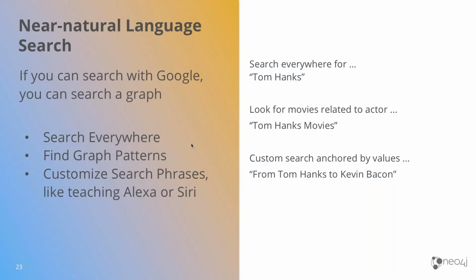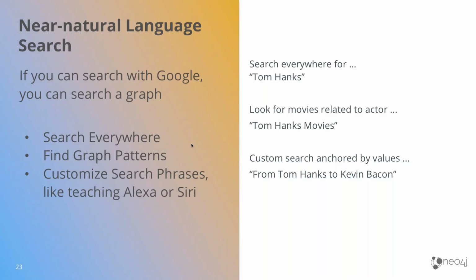And then the other unique thing that is worth mentioning here is the near natural language search capability, which if you're searching in Google, who isn't these days, you can basically search a graph, and that's what we are striving for. And so you can search everywhere for something like Tom Hanks, right? I'm interested in movie data. I'm interested in actors. Tom Hanks is an actor I'm interested in. I can search for whatever data is linked to Tom Hanks. Or I might be interested in specifically movie information for Tom Hanks.